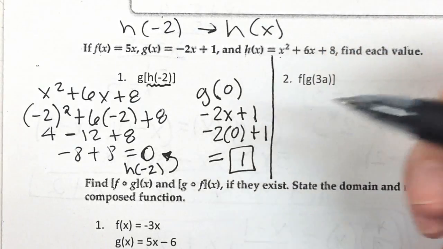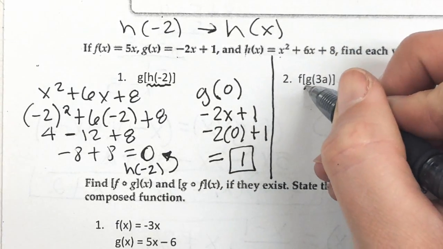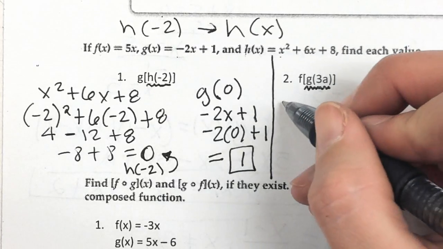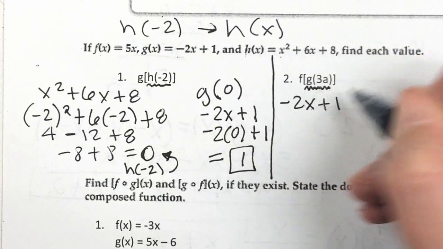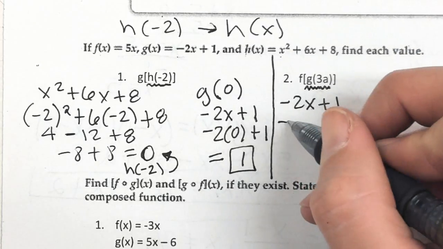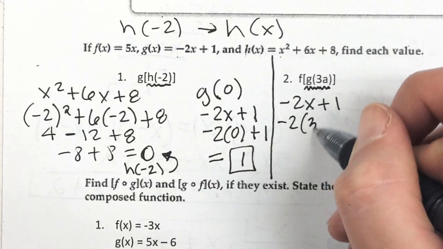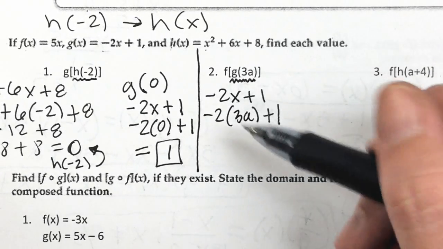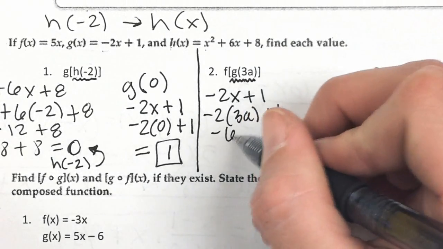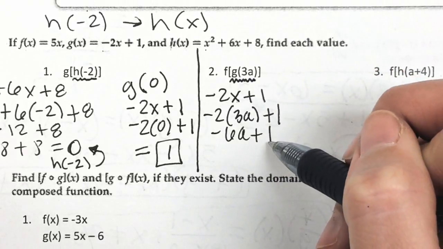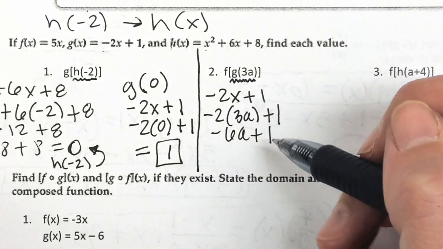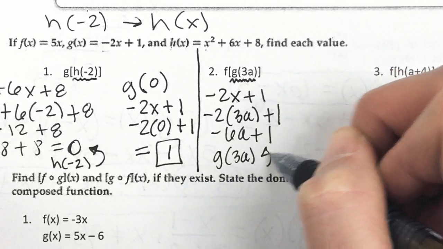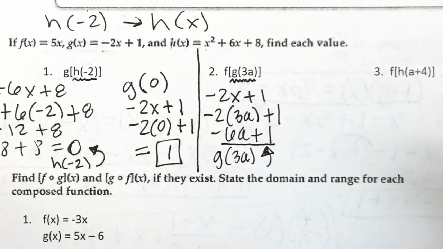What's in the parentheses, or the brackets? G of 3a, right? That means we're fooling with g of x, which is what? And they want us to plug in what for x? Good, so it'd be negative 2 times 3a plus 1. And what is negative 2 times 3a? Good. Can we simplify this? Negative 6a plus 1? No. So this is g of 3a. I'm just going to put an arrow to it. This is g of 3a.